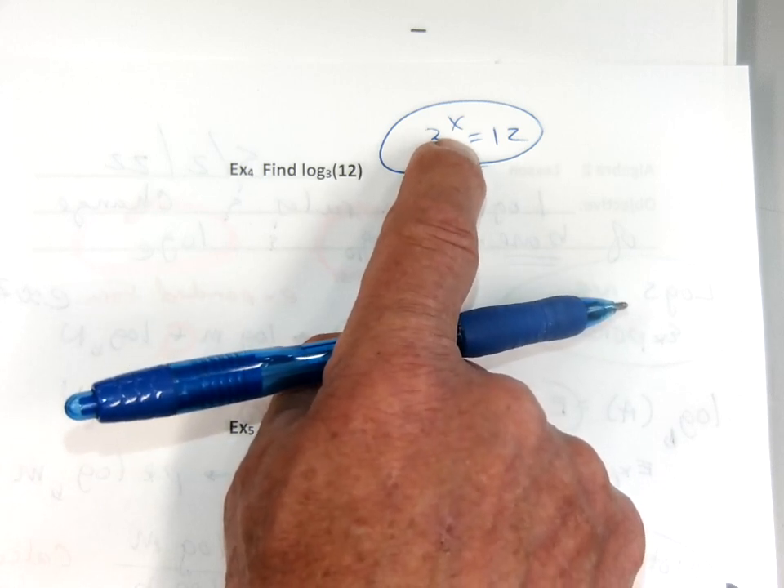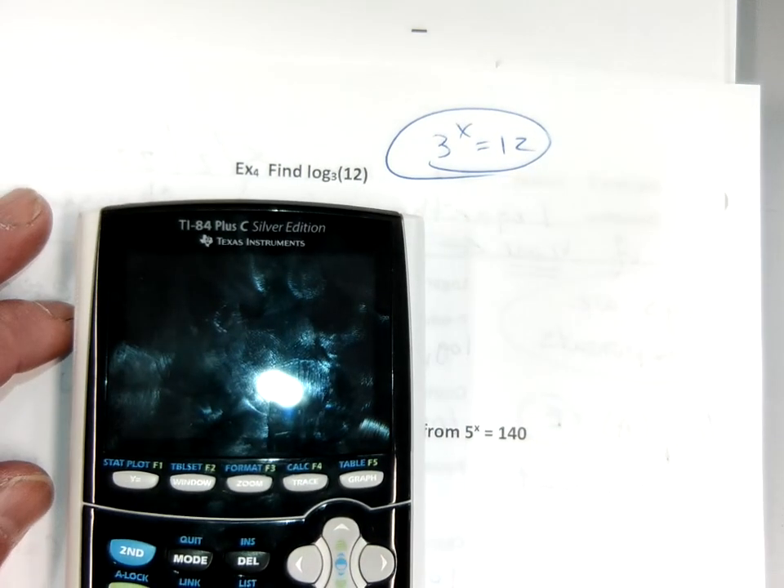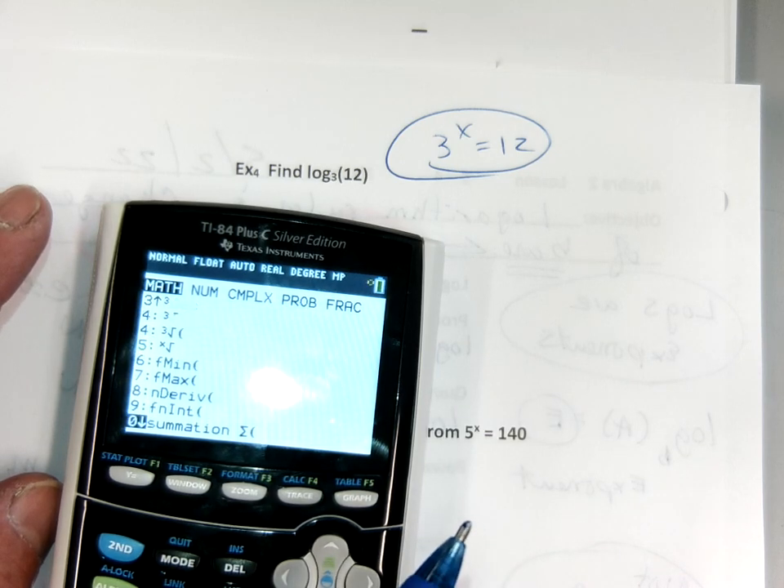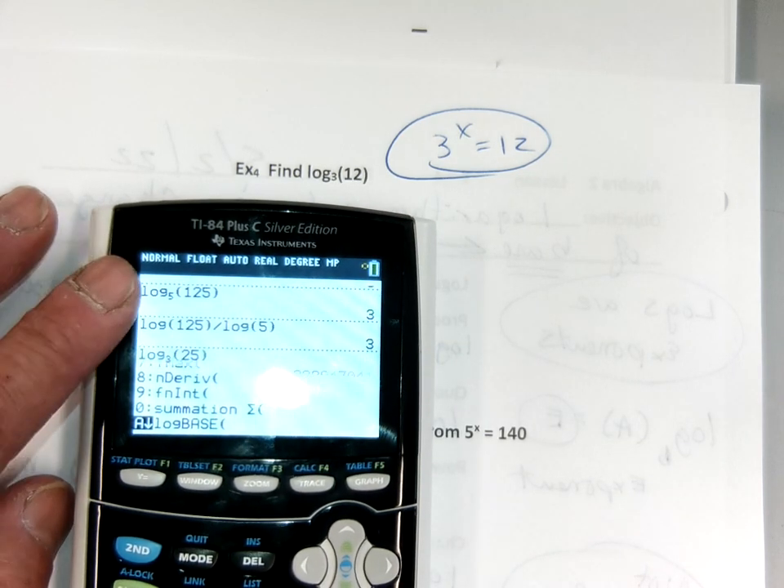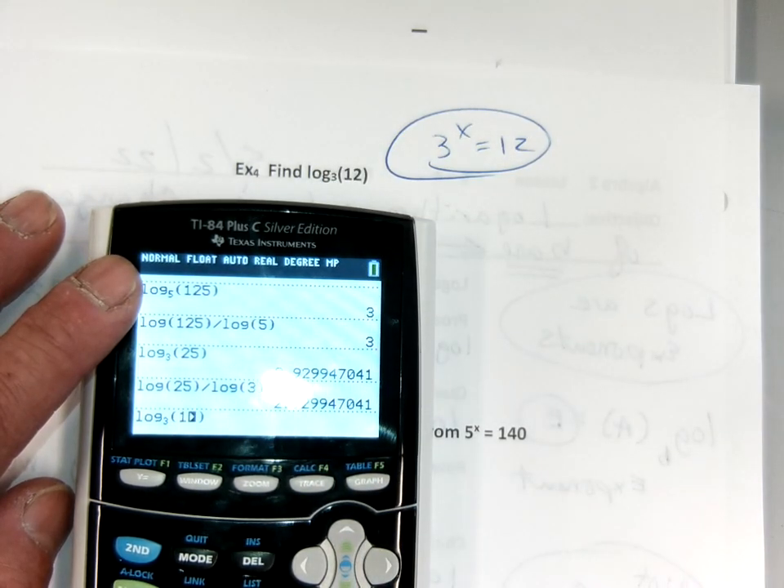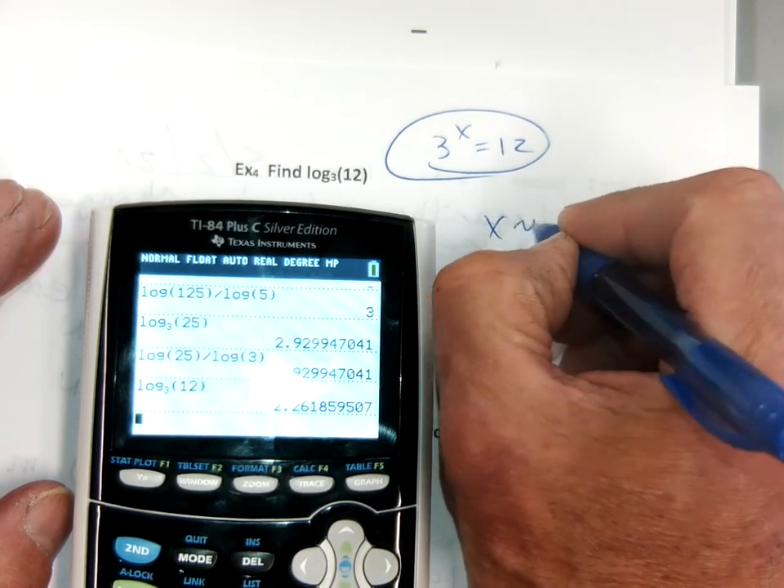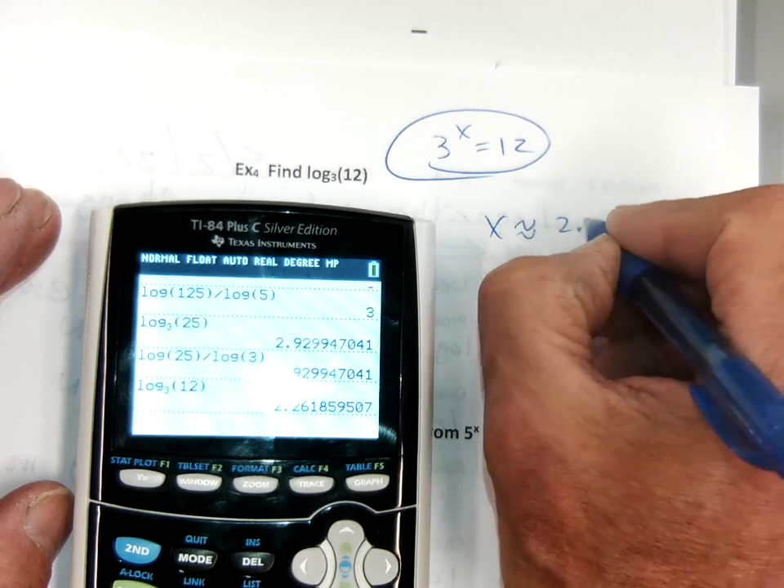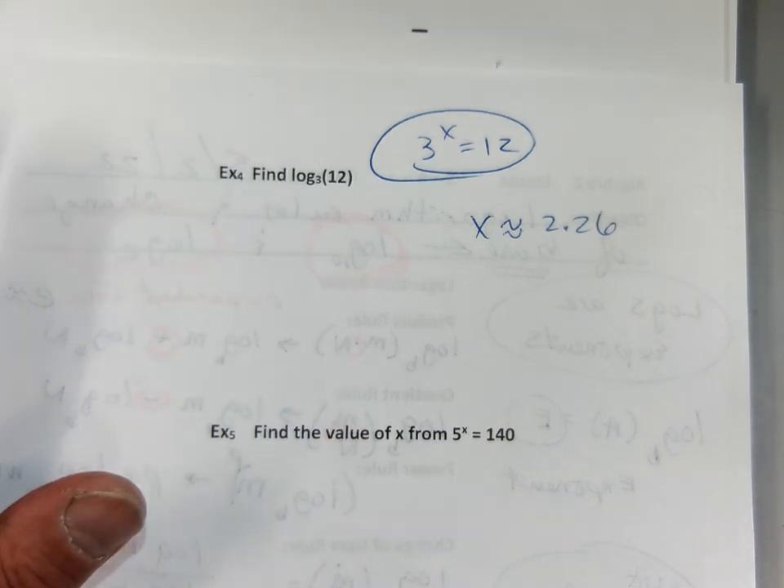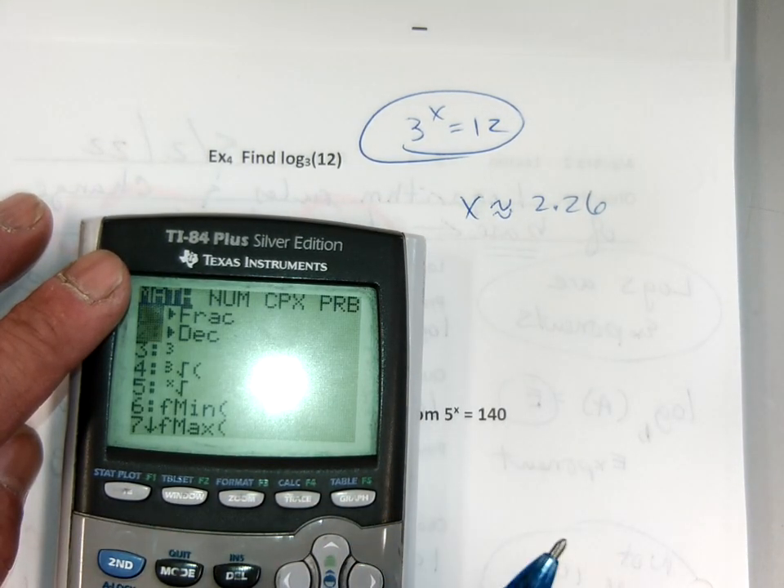I don't know. So I could either use my fancy calculator, and I could do it. I'm going to find my math, find my log button. There it is, log base. Enter log base 3 of 12. And I get an answer of about 2.26. Kind of what I thought. Approximately equal to about 2.26, right?